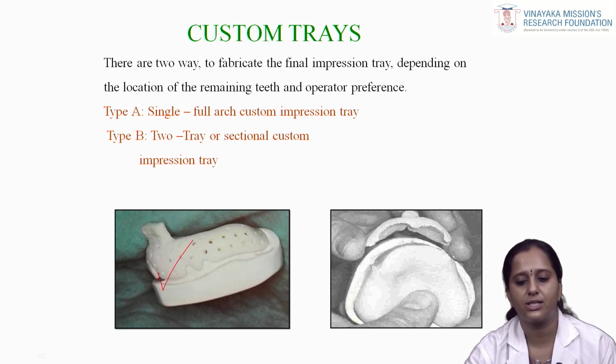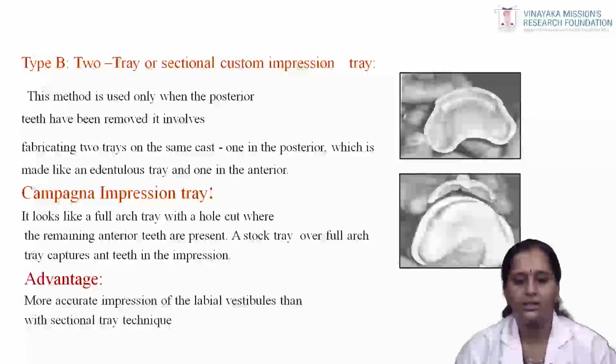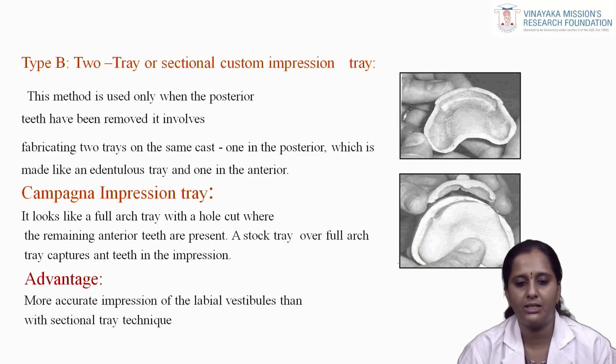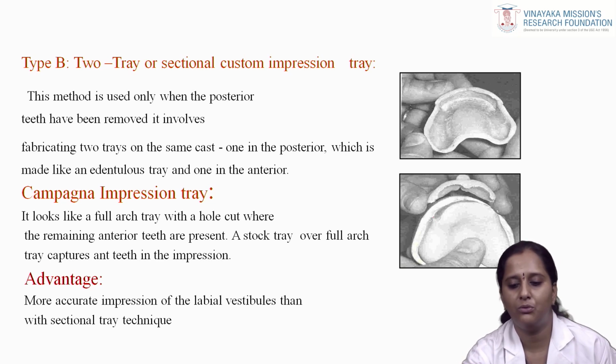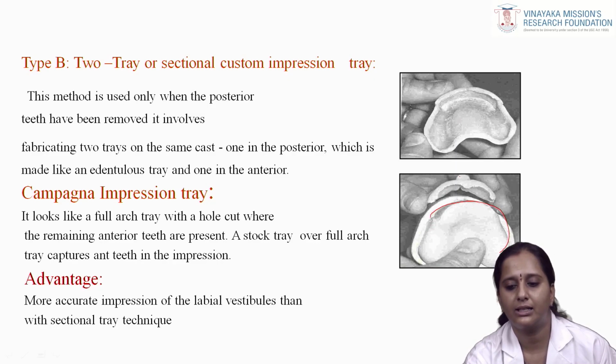And next is the 2 tray or sectional custom tray. This picture depicts the sectional or 2 tray custom impression tray. This method is done only when the posterior teeth have been removed. In that case the posterior portion alone will be done separately with a special tray, and the anterior portion will be given a separate one. The labial flange of the anterior area will be given a special custom tray. It will work as a sectional special tray.